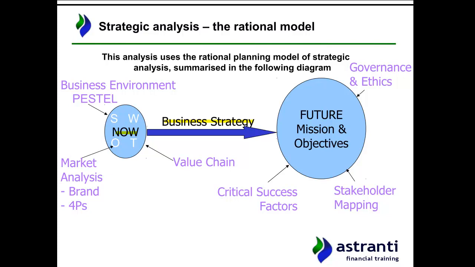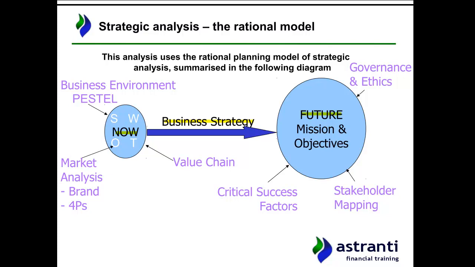In addition to that, we want to look at where the company wants to be in the future. So essentially its mission and objectives, its goals for the long term. And the things we look at there are things such as the governance and the ethics, the principles regarding that. The stakeholder mapping, so having an idea of who the key stakeholders are and what kind of attention they need. And we're looking at the critical success factors, what it is that makes the company successful and what things they need to do in order to be successful.